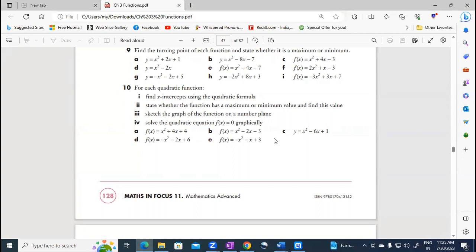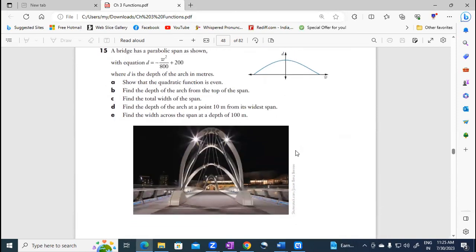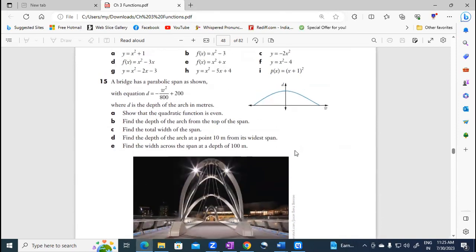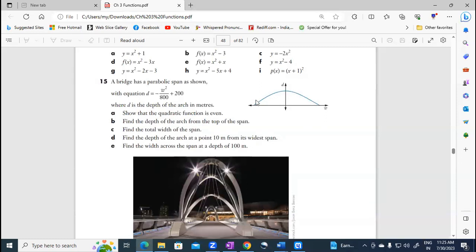Next. Solve the remaining the same. 15b, like the 15th whole question. I did the first one. A bridge has a parabolic span as shown in the figure. Actually, the photo was this one, and graphically we drew this, right? Both are the same.